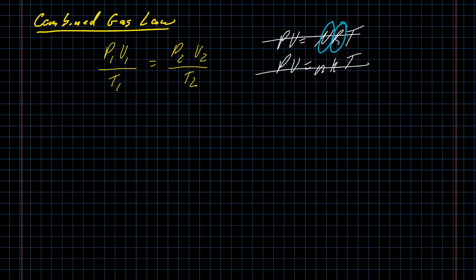All right. But the combined gas law simplifies into either of the laws that we've already talked about. If you happen to know that the temperature is staying constant, then T1 equals T2, multiply both sides of the equation by that temperature, and you get P1 V1 equals P2 V2.